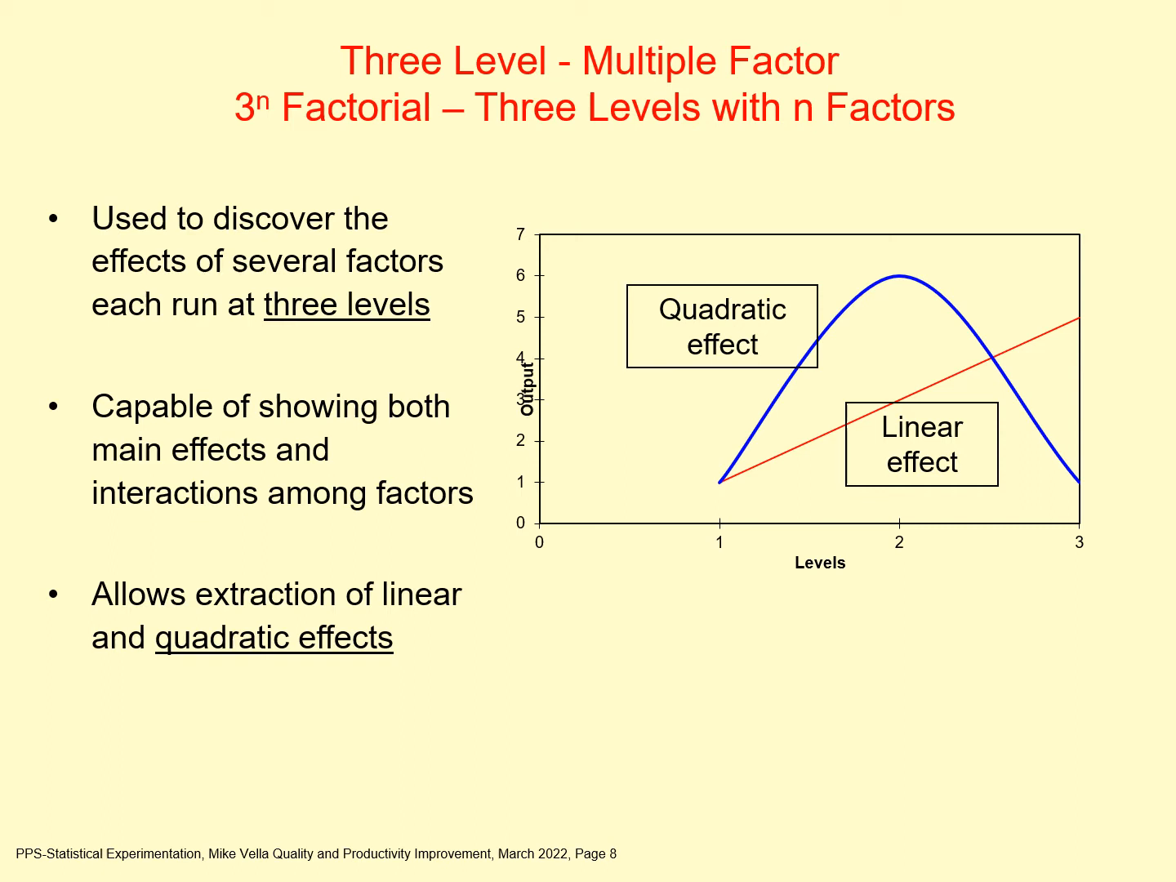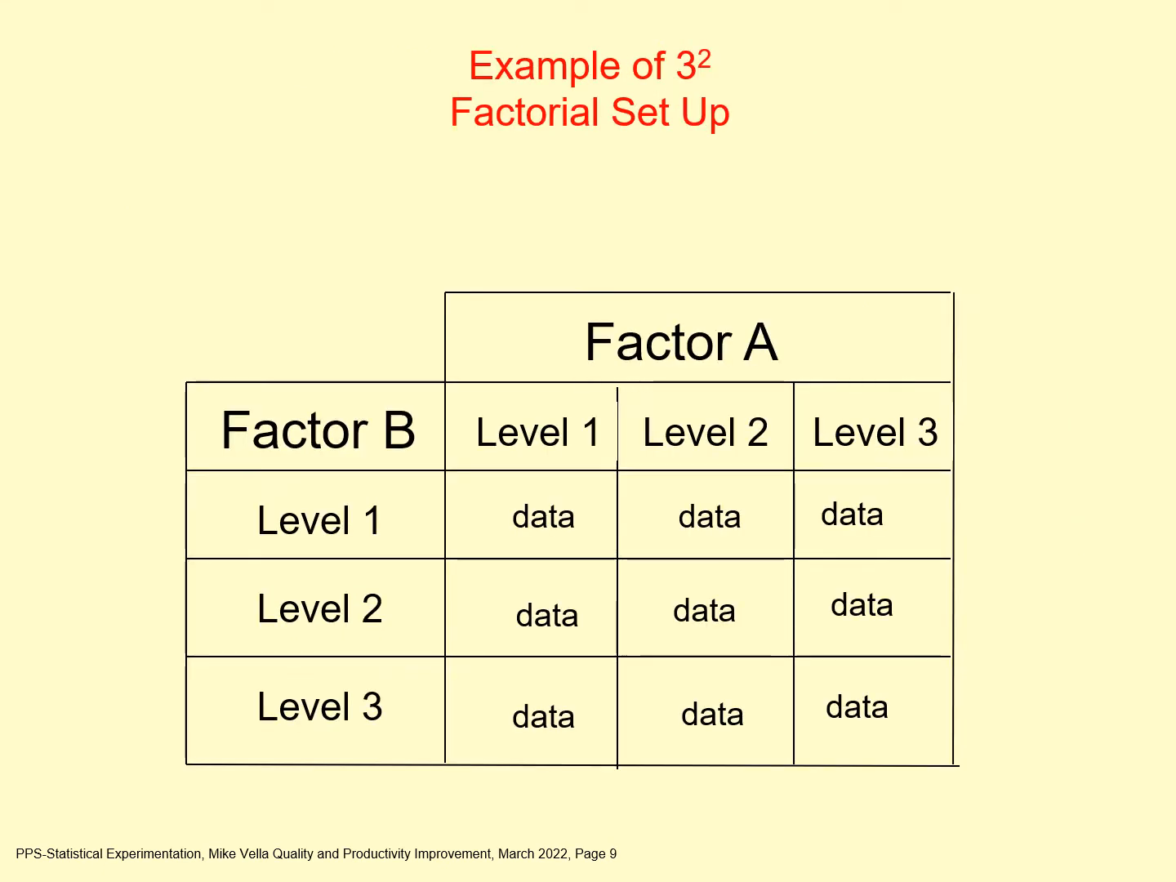and the quadratic effect, which might mean that at some point, let's just say at level 1, it's on the upslope, but at level 3, it might be on the downslope. So a 3^n factor is used to consider a quadratic effect in the results. Example of a 3x3 factorial setup: factor A, level 1, 2, and 3, factor B, level 1, 2, and 3. This is a full factorial experiment.